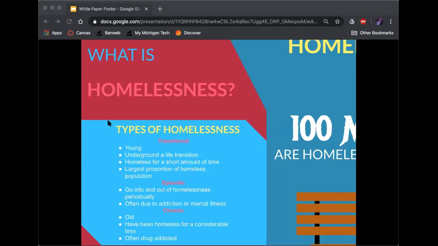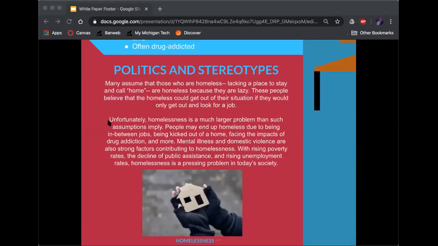Transitional homelessness is where people are undergoing some sort of transition in their lives, such as graduating, and this represents the largest proportion of the homeless population. Episodic homelessness is when people go into and out of homelessness periodically, while chronic homelessness is when people have been homeless for a long time.